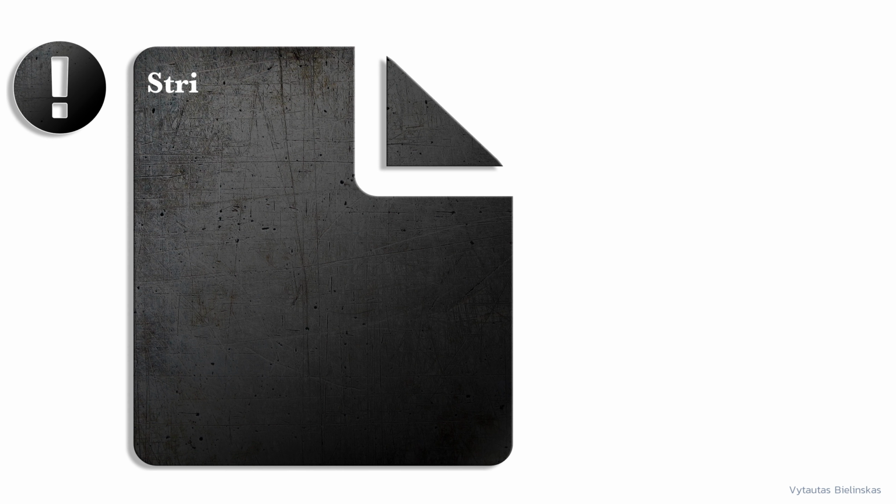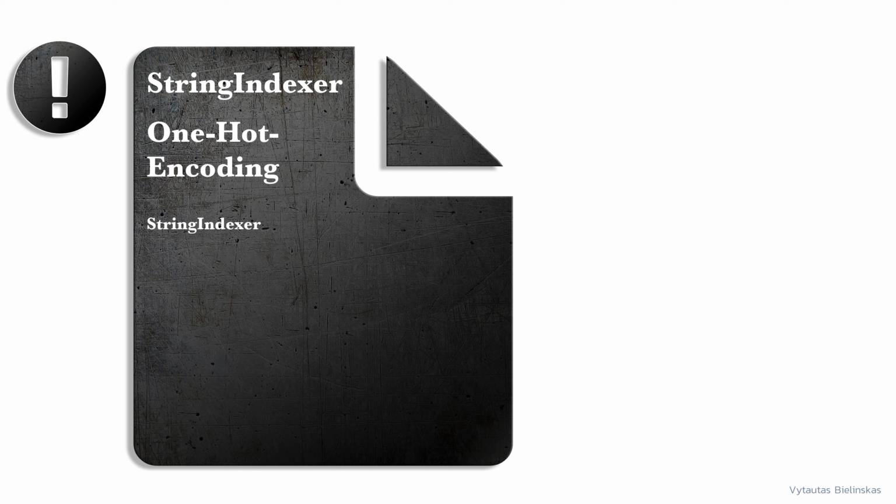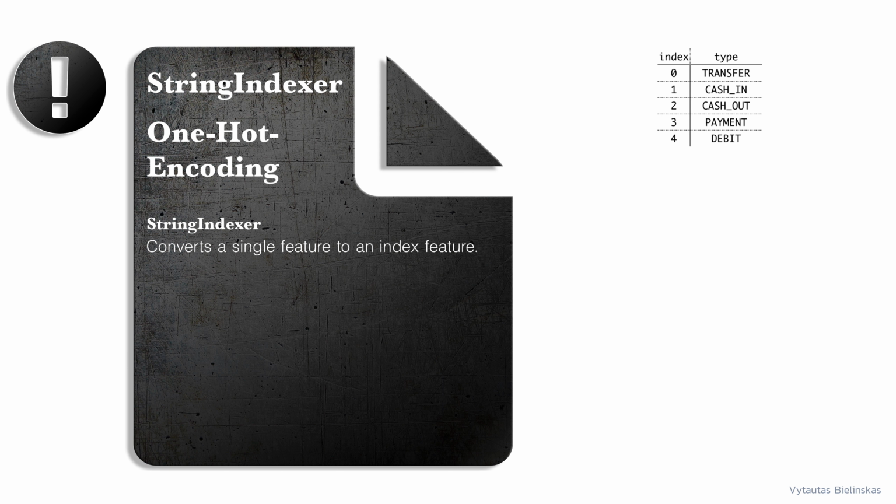So, how do string indexer and one-hot encoder work? Basically, string indexer converts a single feature to an index feature. For example, let's take this categorical feature type from our tutorial. We can see 5 unique values for this categorical feature here. If we apply string indexer, it assigns a numerical value to each of these 5 unique values we can see above. So the indexes here are from 0 to 4, 5 distinct values in all.